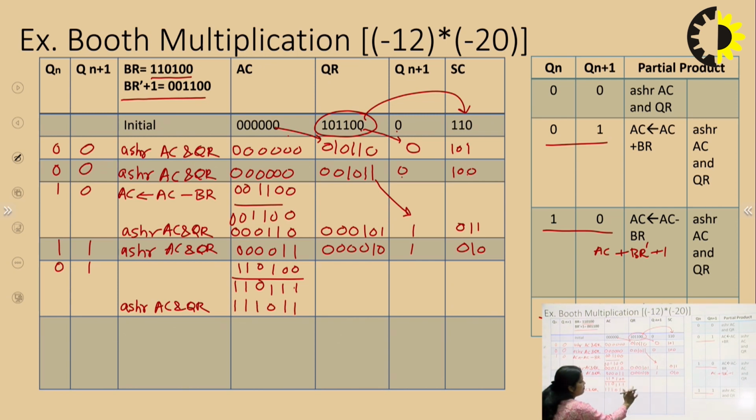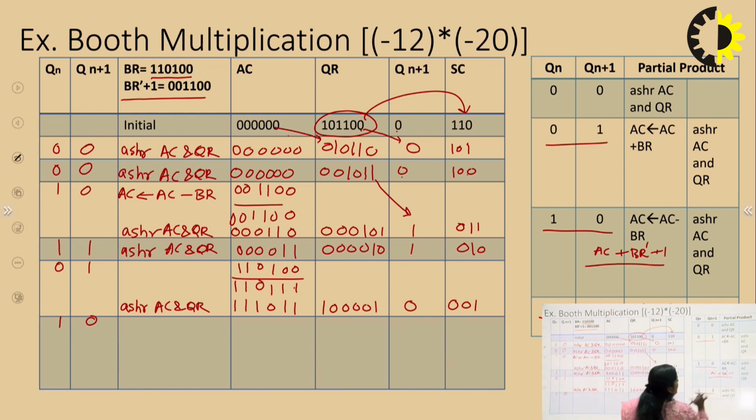The last bit will go here in the QR register, and next is 1, 2, 3, 4, 0, 1, and this 0 goes here. There is a 2, next is 0, 0, 1. Next, again consider Qn and Qn plus 1. Qn is 1 and Qn plus 1 is 0. Qn and Qn plus 1, 1, 0 means AC plus BR complement plus 1, or you can say AC minus BR.